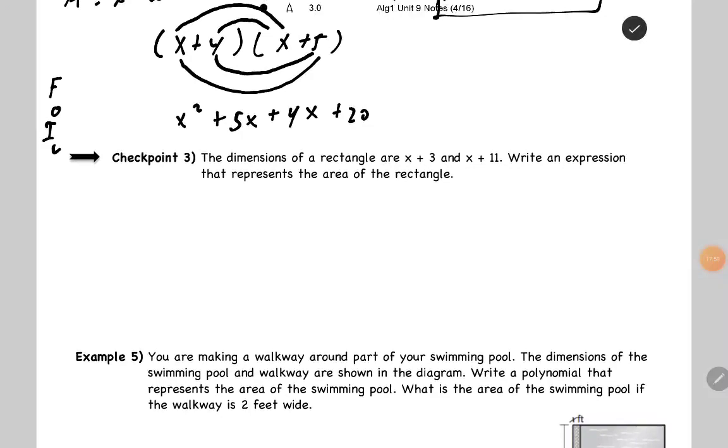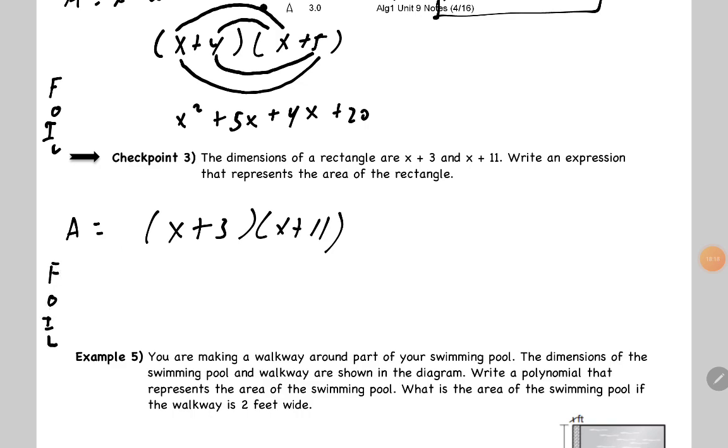Alright, let's do it again. X plus 3, x plus 11. Alright, expression that represents the area of the triangle. Okay, FOIL. And you know what? I'm going to go ahead and do this slightly differently, just in case you're a very big fan of the box method.